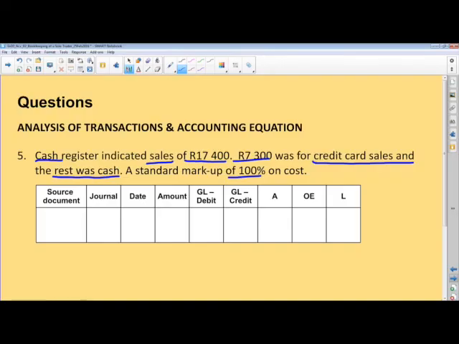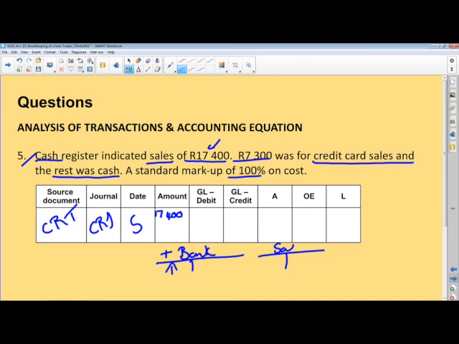Cash sale, we'll have your cash register tape or cash register roll. We'll place it in your CRJ. The date is the 5th. And now the amount. Remember, we have 17,400 in total. So that's your amount. 17,400. Now, did we receive more money? Your bank went up. Your bank is an asset. It went up. Why did it go up? Because I had a sale. So your sales went up here. And remember, sales, good for my owner's equity. So I can say bank plus, owner's equity plus, liability is nothing. And therefore, we just write in the debit column bank, in the credit column sales.